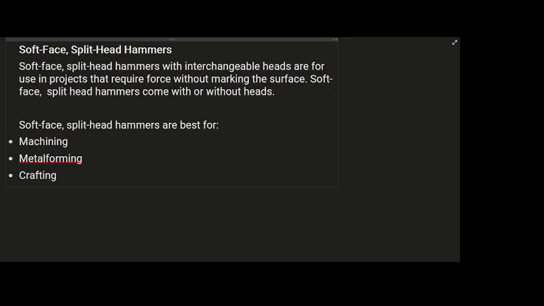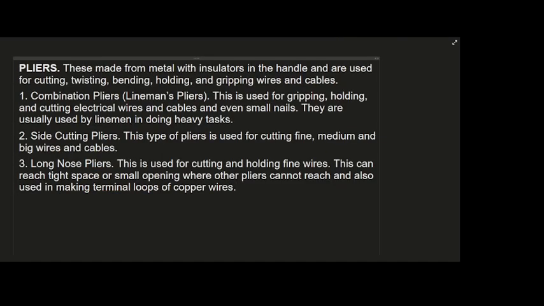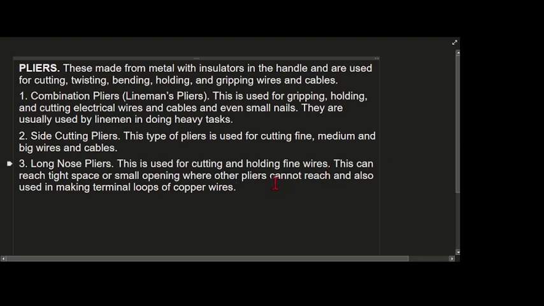Then next, after hammers, we will go to pliers, no? So the most common types of pliers used by an electrical practitioner is we have the combination pliers or the lineman pliers or the all-purpose pliers, no? This is used for gripping, holding, and cutting electrical wires and cables and even pulling small nails, no? So they are usually used by linemen in doing heavy tasks.